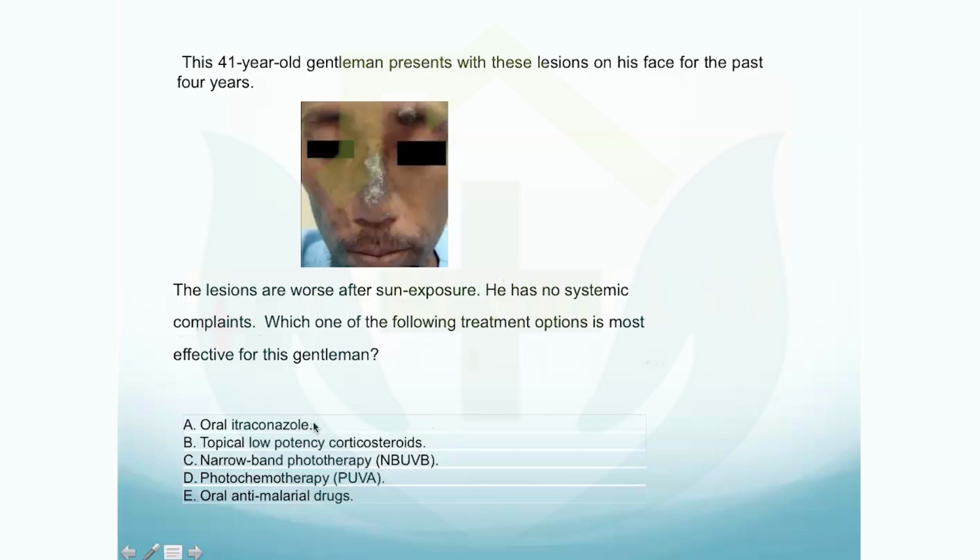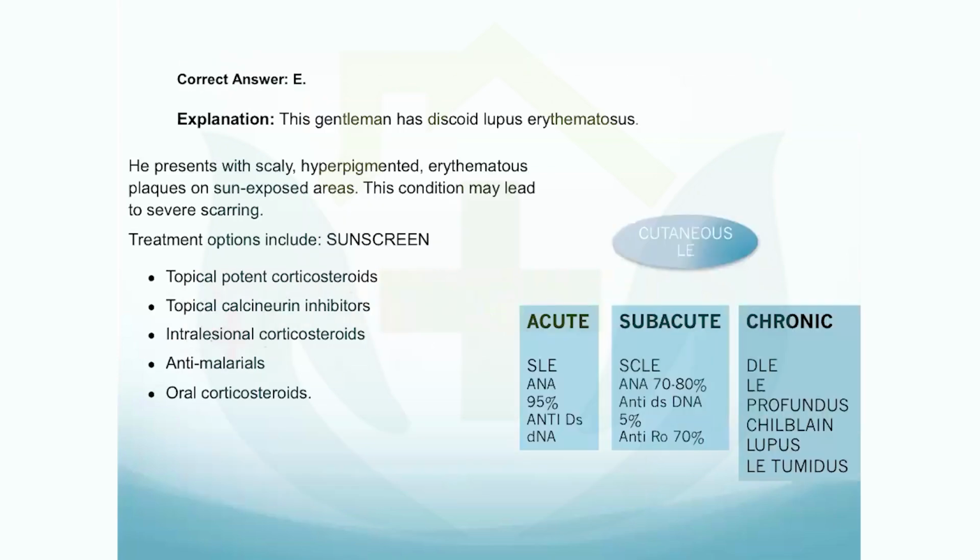So oral itraconazole is an antifungal. We don't need that. Low potency steroid won't be good enough to cure these lesions. Narrowband phototherapy or PUVA light therapy, of course, won't help because this is a photosensitive disease, so they are mutually exclusive. Oral antimalarials are the drug of choice for patients with DLE. Of course, he needs a sunscreen, and we use potent steroids, calcineurin inhibitors, and intralesional steroids. Antimalarials are the drug of choice, and oral corticosteroids are needed sometimes if they have a disseminated disease.